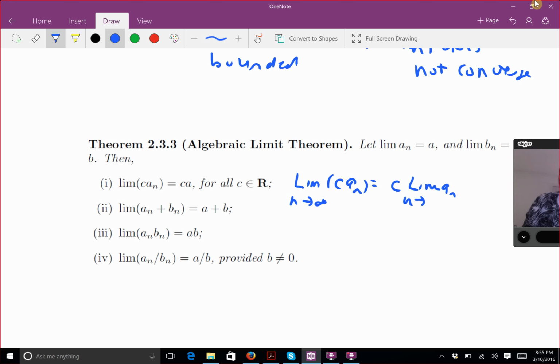Notice that limits also distribute over sums of sequences. They also distribute across products. This one may not be obvious, but it's true. And they also distribute across quotients, as long as the limit of b_n is not 0. So that's not so bad.